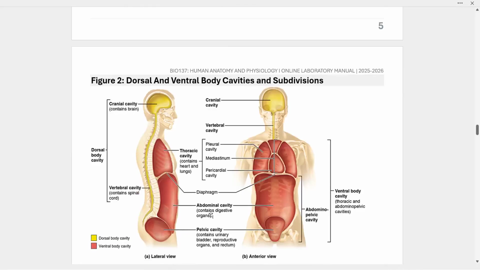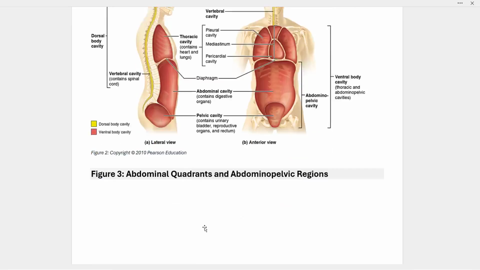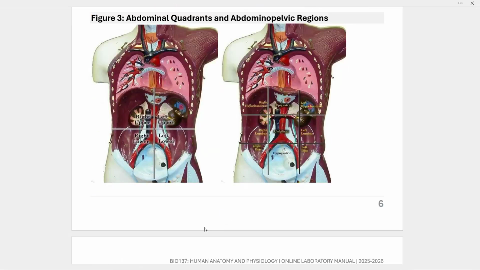Right in here. The abdominal cavity has the digestive organs. The pelvic cavity contains the urinary bladder, reproductive organs, and rectum, and so on. All right, so make sure that you know all the quadrants and all the abdominopelvic regions, the names.